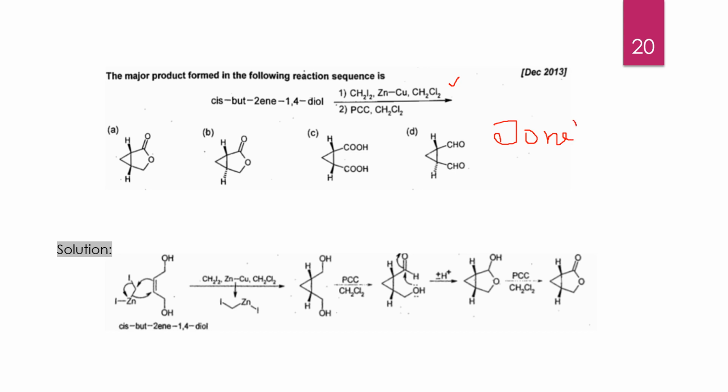It's called Jones reagent. So what it does is the oxidation of the OH. They have written one PCC, they have not written excess, but we can consider it as an excess. But first, one molecule of OH will be oxidized to the aldehyde, like this one.